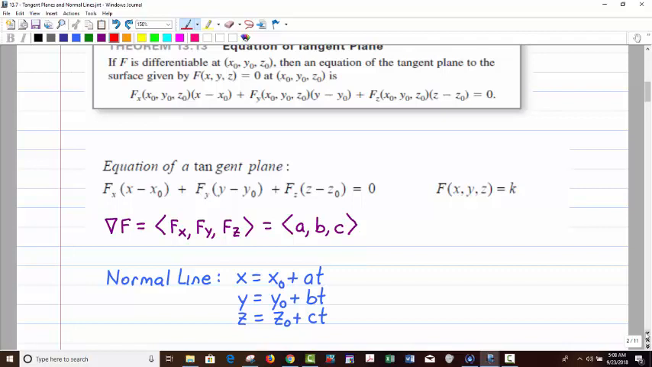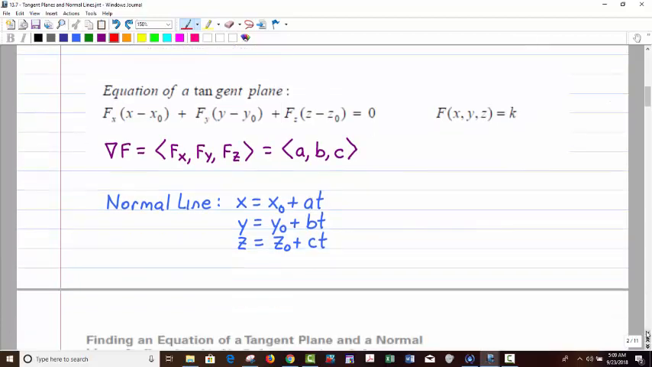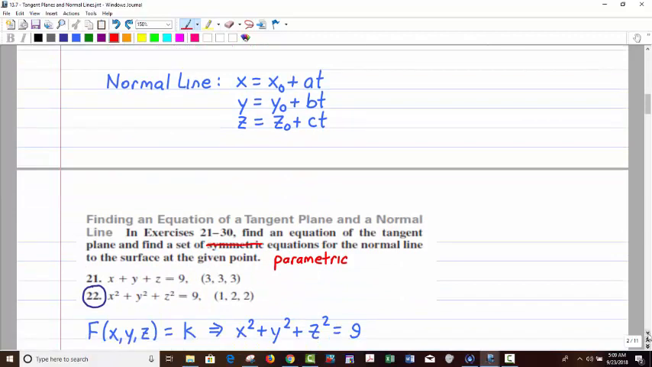Now, for the normal line, I'm not going to worry about symmetric form. I'm only going to consider the parametric form here. I don't really like the symmetric form as much. Once you have the gradient, you can use it here too, because the line will be heading in the same direction as the gradient vector. So it's the same A, B, C right here. That's the same equation we had before: x equals x0 plus at, y equals y0 plus bt, and z equals z0 plus ct. So this isn't too difficult. Let's try this out.